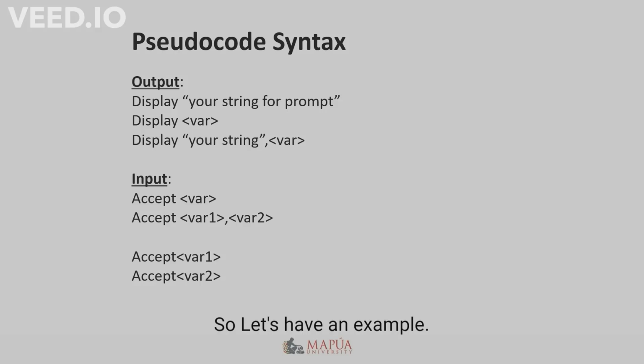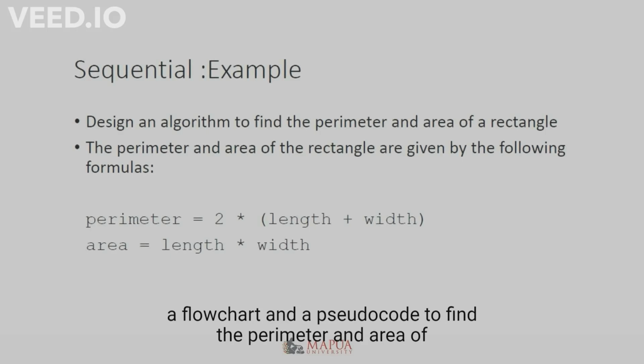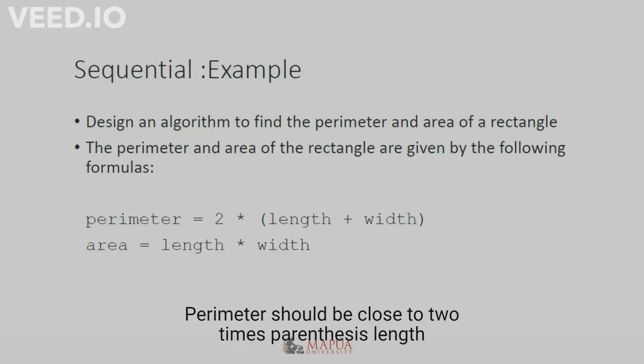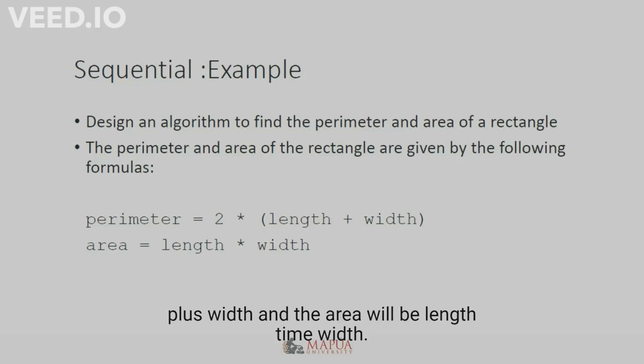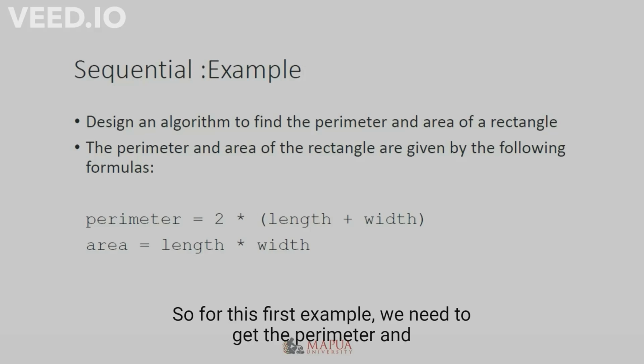So let's have an example. We're going to design a flowchart and a pseudocode to find the perimeter and area of a rectangle. The equations are given already below. Perimeter is equal to 2 times parenthesis length plus width, and the area is length times width. So let's have the solution on the next slide.